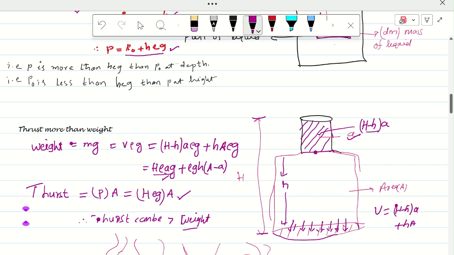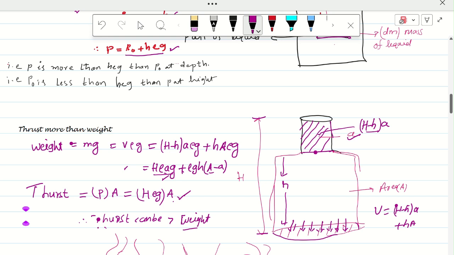All the liquid has the same density. The volumes here and here are different. That I am writing. Therefore, if you compare these two equations, one is H rho into small a g plus rho g h into (capital A minus a). Okay, capital A minus a. So anyhow the weight is more.